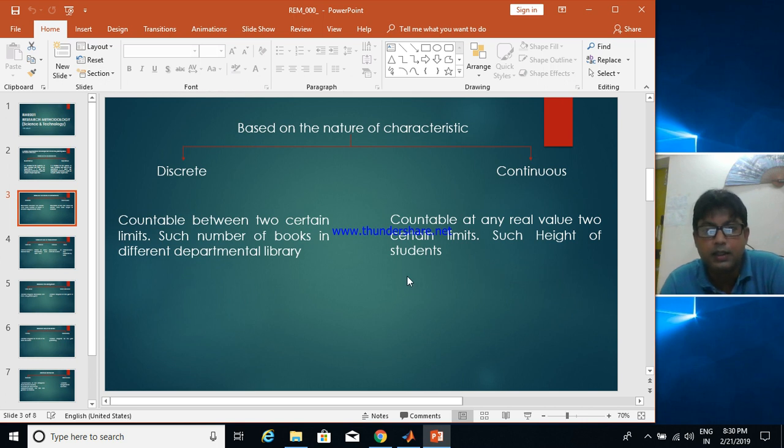On the other hand, a continuous variable can take any real value between two certain limits, such as the height of students. It can be 160 centimeter, it can be 160.1 centimeter, like that. It can take any value. That's why it is continuous.